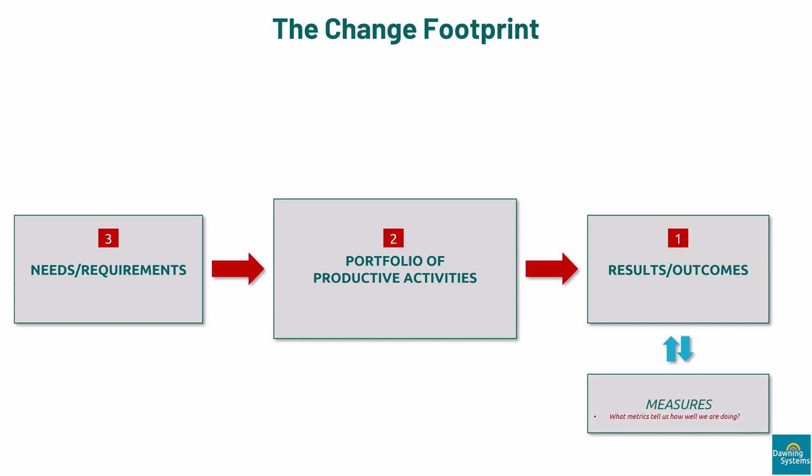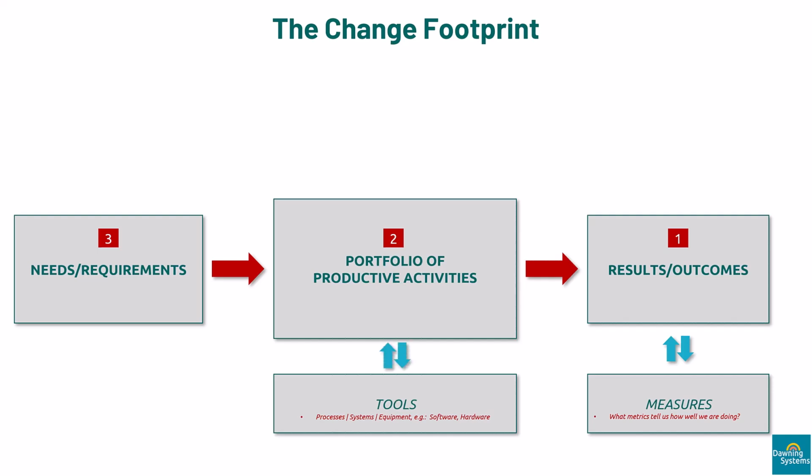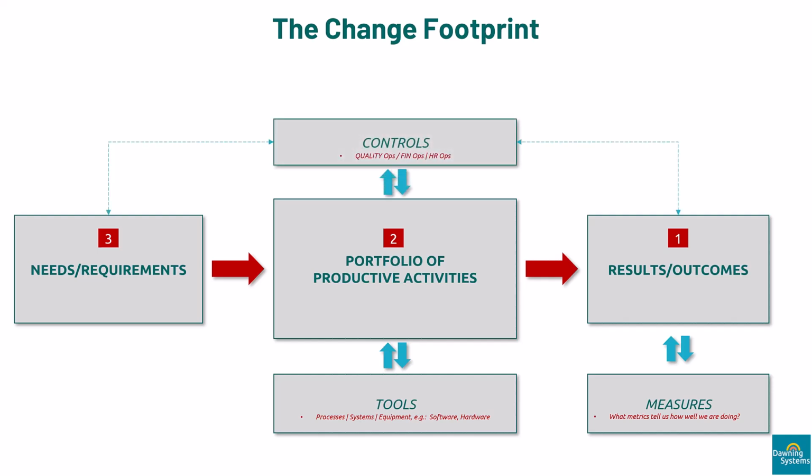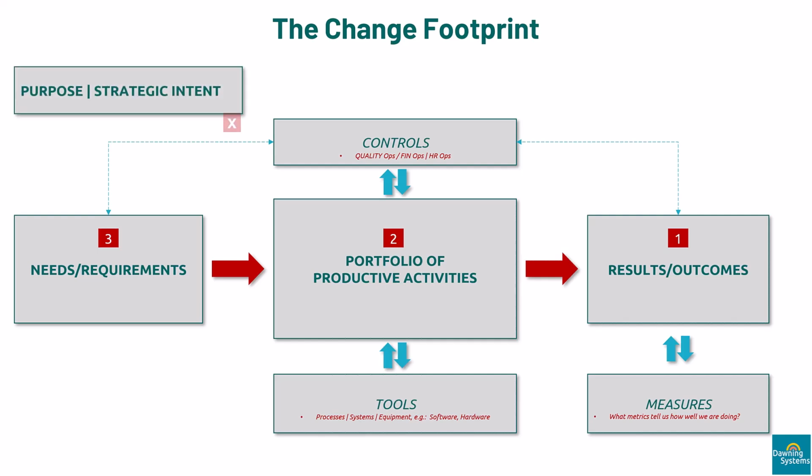Now, around these three workflow components are four workflow support elements, starting with the measures and metrics element that tells Company X how well it is doing in meeting its goals. Next is the tools element that identifies the key equipment, systems, and processes that it needs to complete its daily activities. Next is the controls element that identifies the guardrails it needs to have in place to make sure it can sustain the daily effort. And finally, there is the assessment element that confirms that the results, activities, and requirements are all in alignment with the purpose and intent of the company.